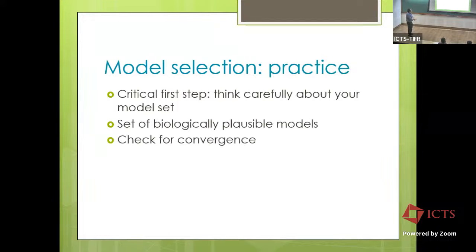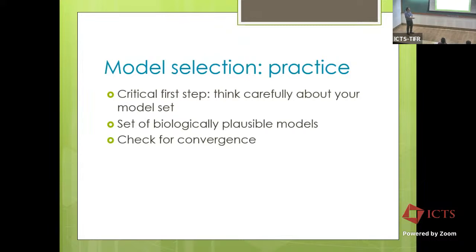Yeah, so like I said earlier, think about your models before and see if they're biologically plausible. It shouldn't be some nonsensical model. There should be some ecological expectation for why a particular covariate influences your parameter.